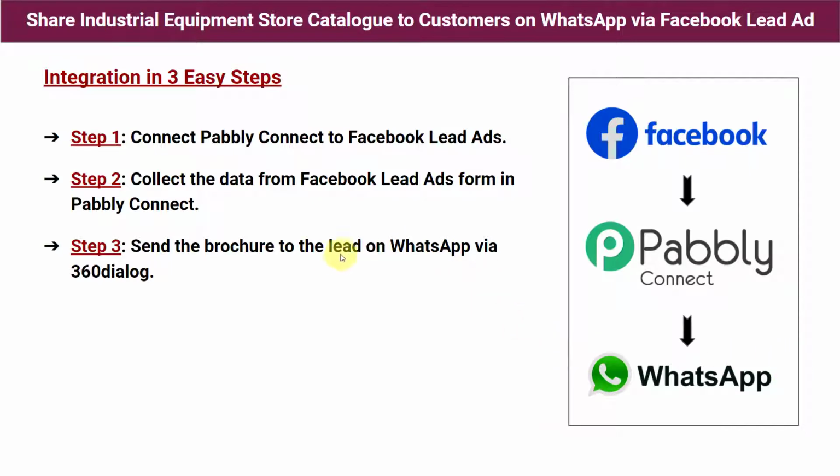But guys, why are we integrating 360 dialog here instead of WhatsApp? Because WhatsApp does not allow you to send messages directly. For that we have to use another software, which is the official API of WhatsApp, that is 360 dialog. So guys, you have read out the instructions, the steps which we are performing. Now let me show you the process practically on my screen, how we are going to do the integration and automation.